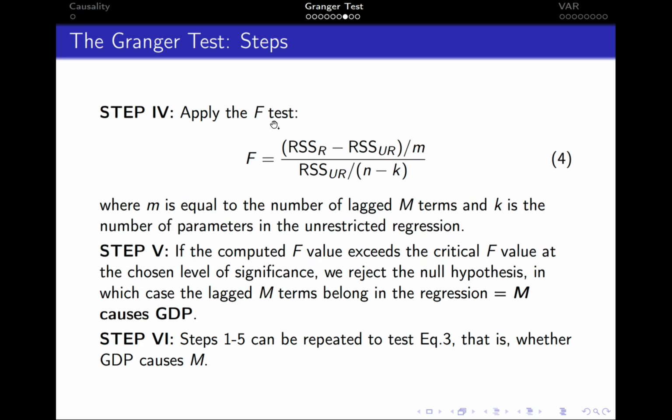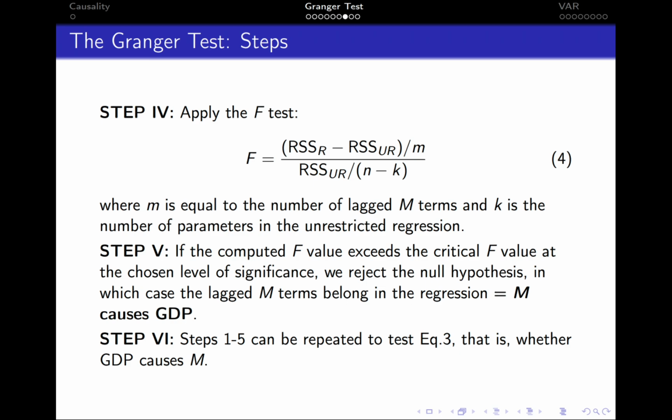This is the F test, where we take the restricted sum of squares and we subtract the unrestricted sum of squares from it, divided by m, and divide everything by the unrestricted sum of squares divided by n minus k, where n is the sample size, the number of observations, m is equal to the number of lagged M terms, so the number of restrictions, and k is the number of parameters in the unrestricted regression.